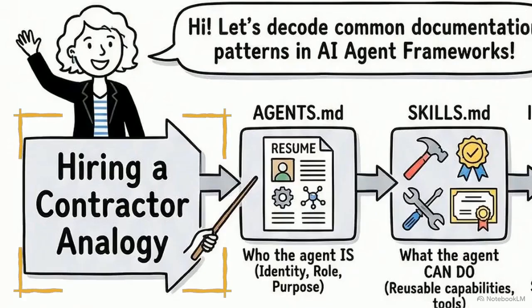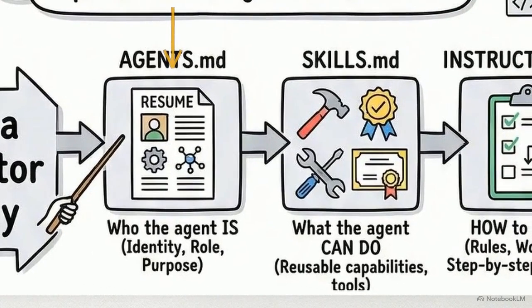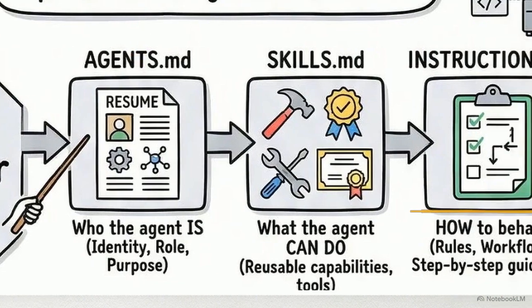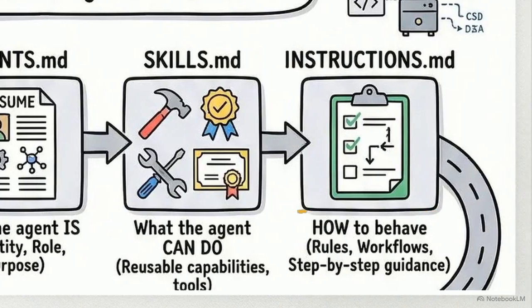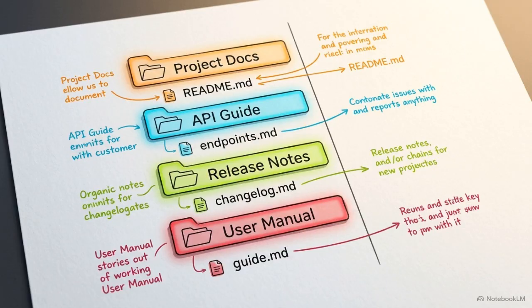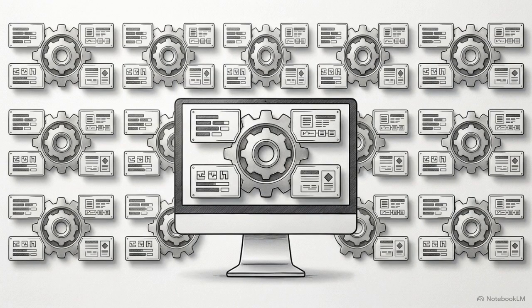Look at this contractor hiring analogy diagram. You don't hand a new hire one disorganized manual. You give them a specific role, their resume. You verify their exact capabilities, their skills, and you provide a handbook detailing how to behave on the job. By isolating these components, the agent cannot accidentally blur its instructions. This modular separation is what stops rogue behavior and allows a local prototype to scale reliably into an enterprise system.